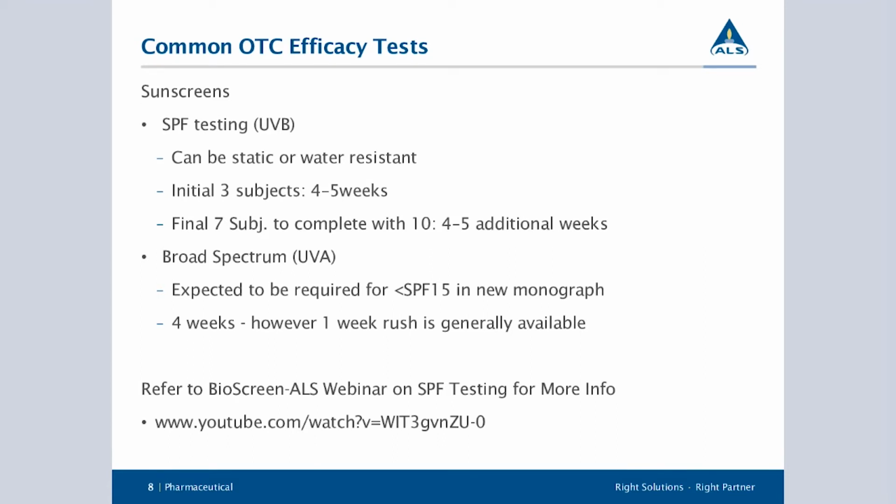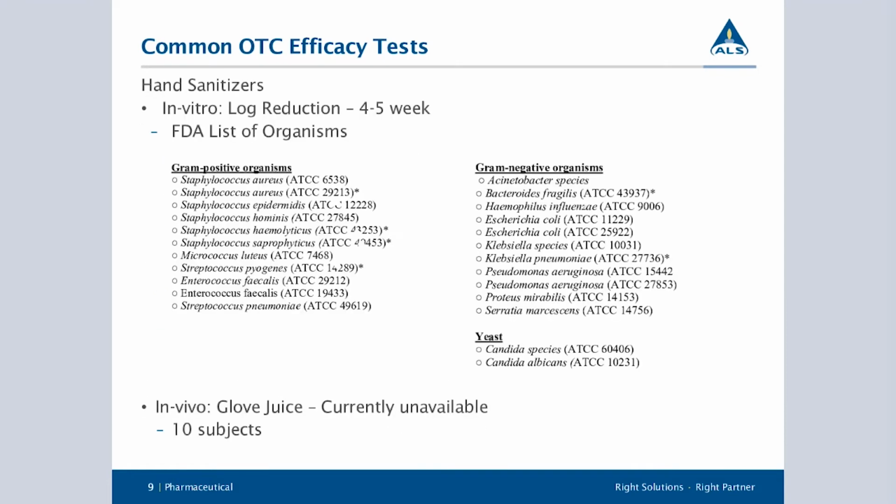That way, you're not out the cost of 10 subjects if you need to reformulate to get a higher claim. At that point, usually after 3 subjects, you can make a decision and move forward with your broad spectrum, and also start getting your stability going if you're happy with where things are at. So if everything looks good there, you move forward to the next stage.